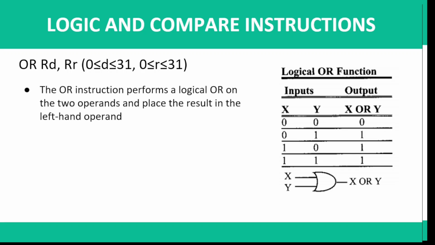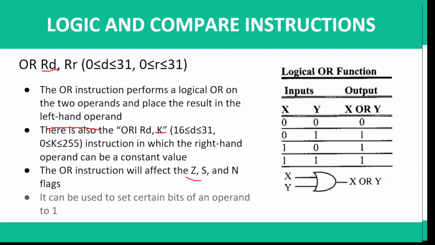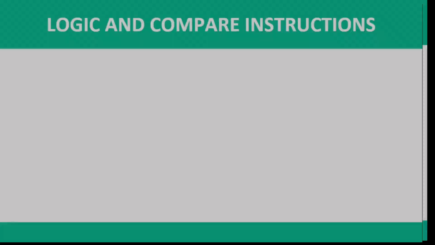The OR instruction performs a logical OR on the two operands and places the result in the left-hand operand. Same as in the AND earlier, the result is placed in the destination. So there is also ORI, like ANDI earlier, for a constant value. The OR instruction will affect the Z, S, and N flags, same with ANDI. It can be used to set certain bits of an operand to 1.